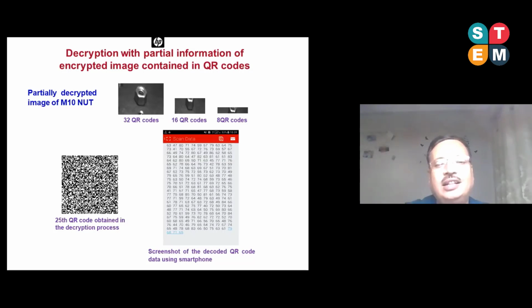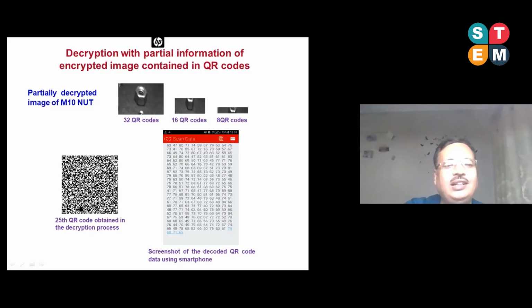We have taken a screenshot because a QR code can be read with your mobile phone camera, where you have a QR code scanner. This is the data you will get. As I mentioned, we created 64 QR codes in this process. If you use fewer QR codes, such as 8, 16, or 32, and your other parameters are correct, you will retrieve only partial information. So with 8 QR codes, you retrieve this much information; with 16 QR codes, this much; with 32 QR codes, this much.